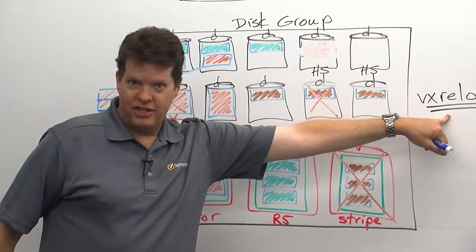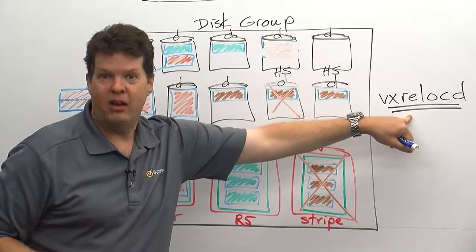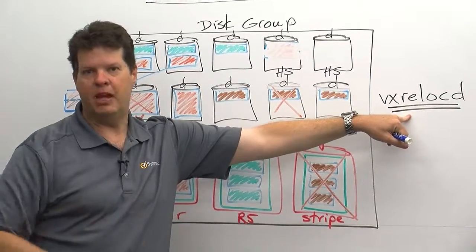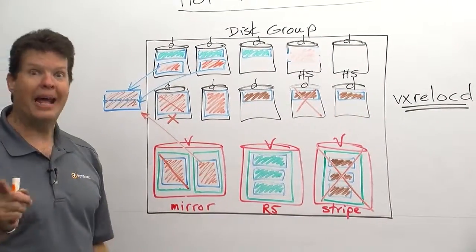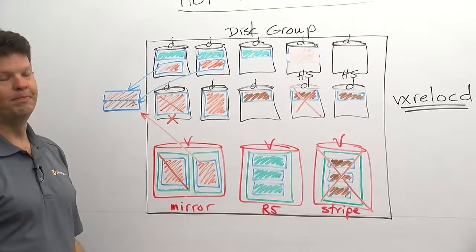VxRelocD is the daemon that manages this, and it will also send root or the administrator an email about the event that occurred, pass or fail, to let you know what happened. And there you have it.